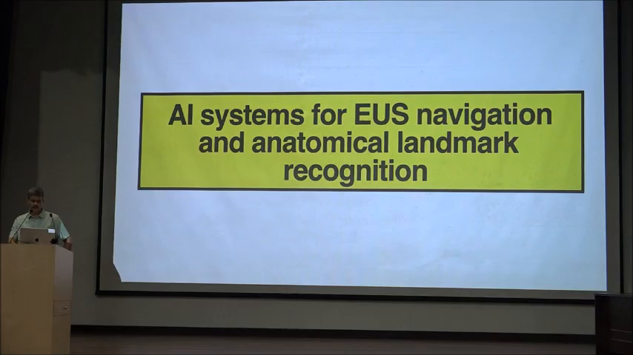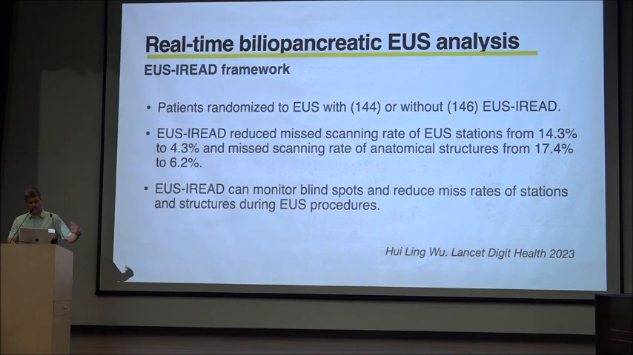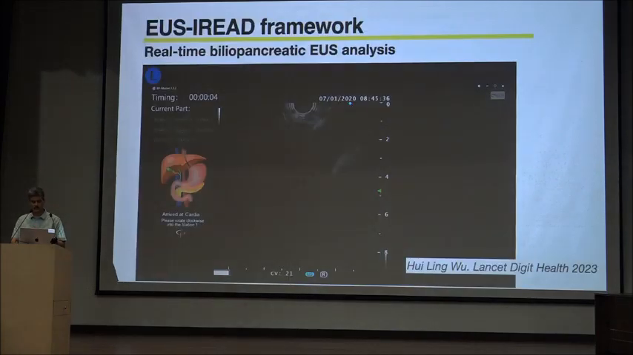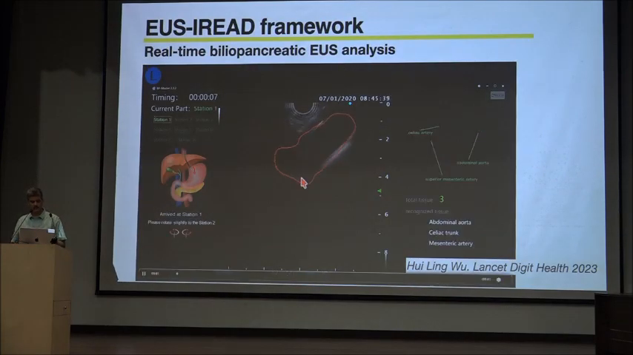So for EUS, I'll just rush through. This will not be of interest to many people. Basically, you have the iRead framework, which is actually multiple DCNNs. Initially, you have a classifier, DCNN1, which classifies where your endoscope is. This is a ResNet architecture. Then you have a nested U-Net or U-Net++, which actually segments the pancreas, the bowel, the bile duct, and so on. I'll just show you how sophisticated this has become.